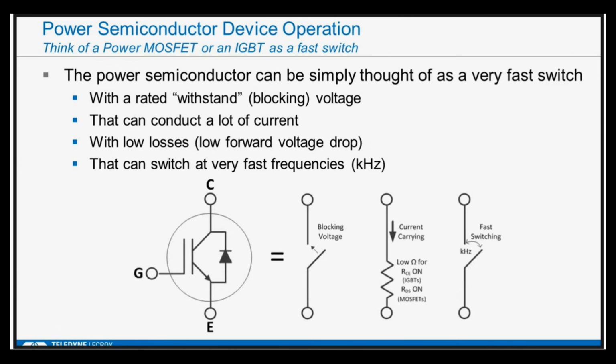The way they work is you can think of this device, whether it's a MOSFET or an IGBT, as just a switch that opens and closes very quickly. When it's open, it has a blocking voltage. When it's closed, it has a current carrying capability and a very low resistance.